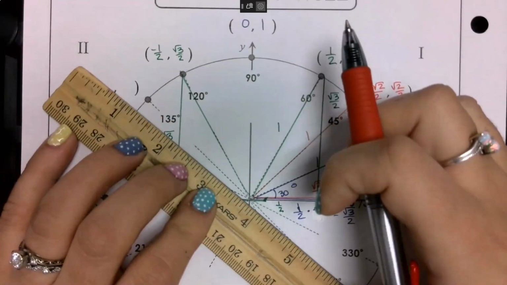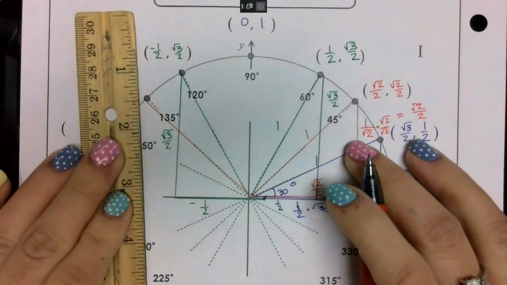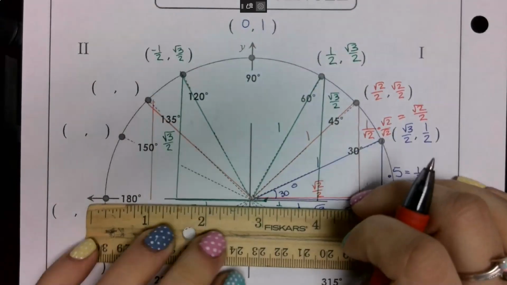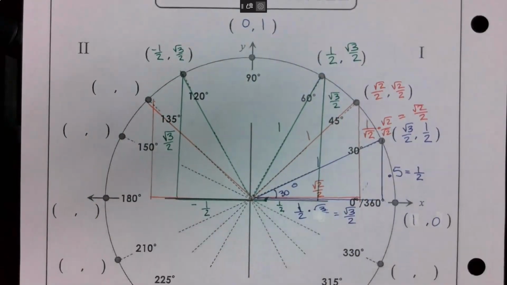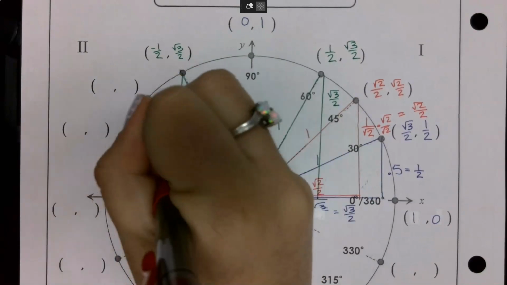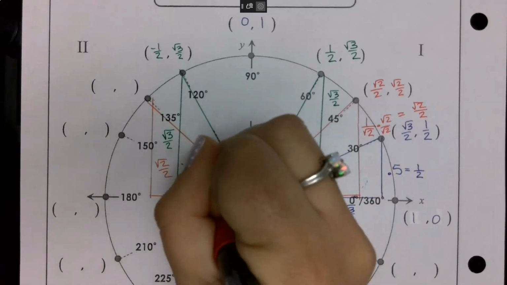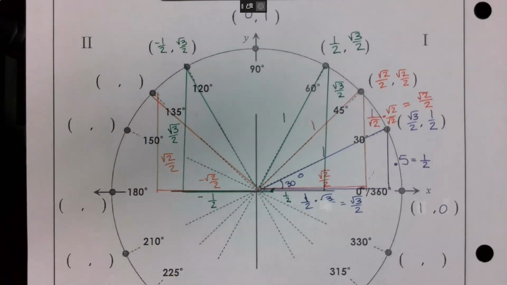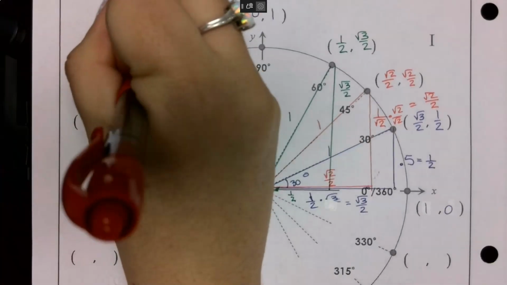Okay. So then I'm going to do the same thing for my 135 triangle. Which, is it the same as the one I've already drawn? Which one? The 45. So my height is going to be, and my length is going to be, so then my coordinate point is going to be, okay.